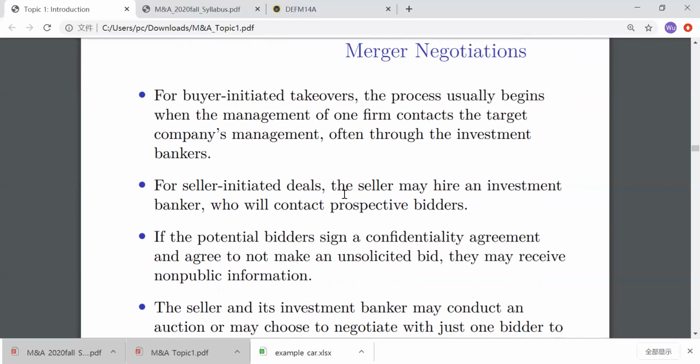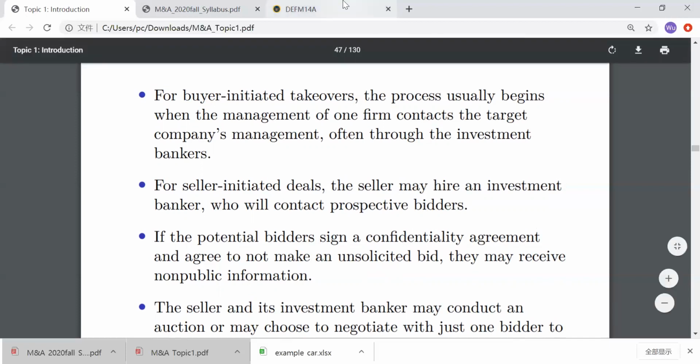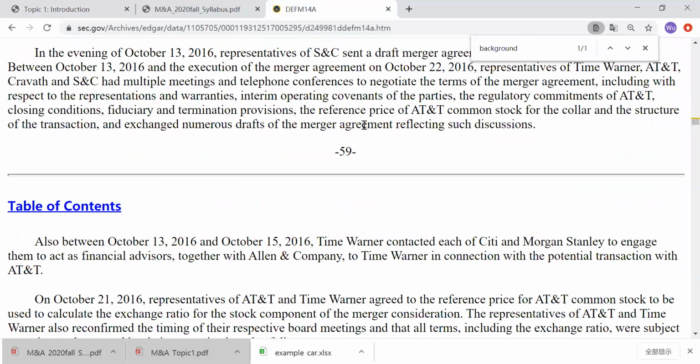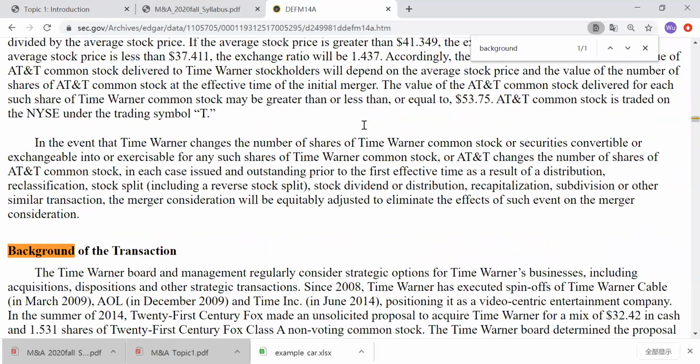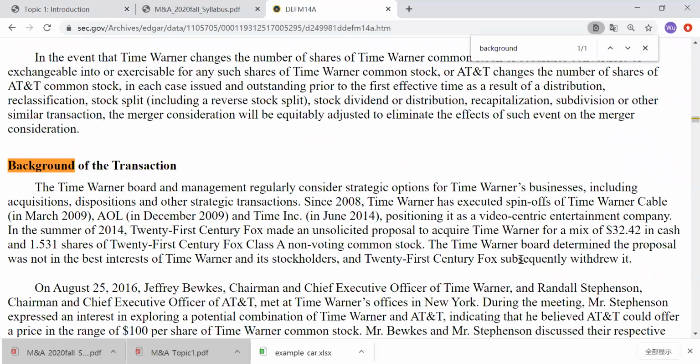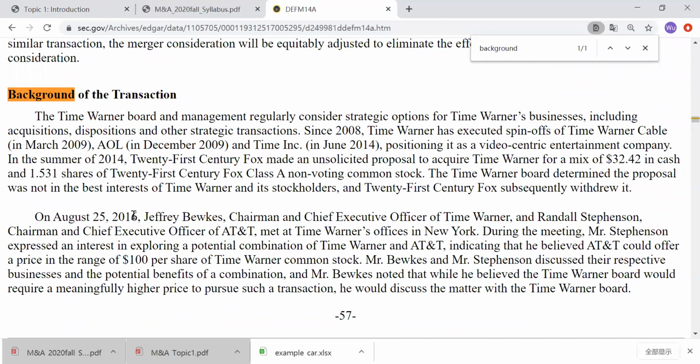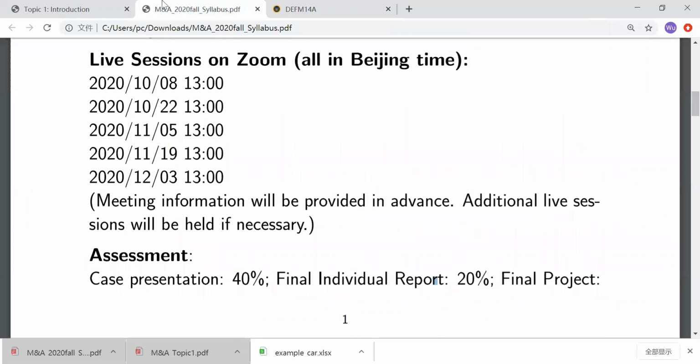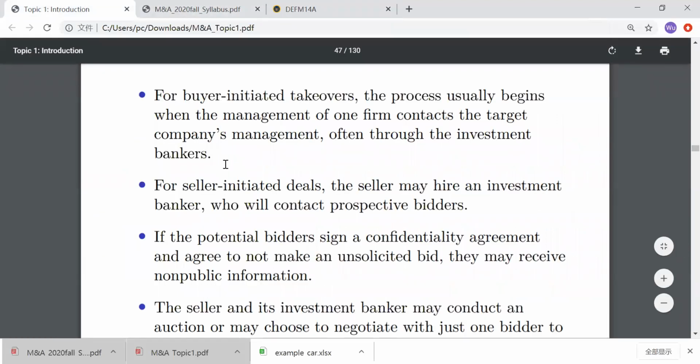So of course, there are also mergers and acquisitions where both companies initiate a takeover, right? So like we just talked about, in this AT&T and Time Warner deal, when is the beginning of the deal? The beginning of the deal is when, on August 25th, the CEO of Time Warner met the CEO of AT&T, and they both discussed the possibility of a business combination between AT&T and Time Warner, right? So in that case, this is a deal where both acquirer and target initiate a deal, right?